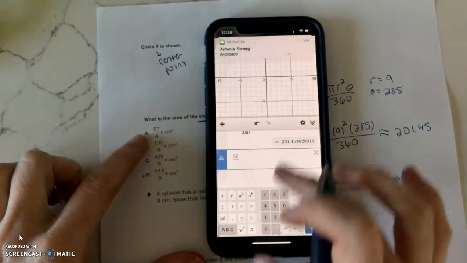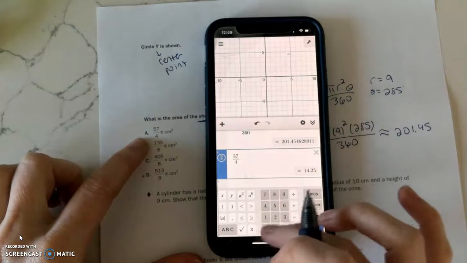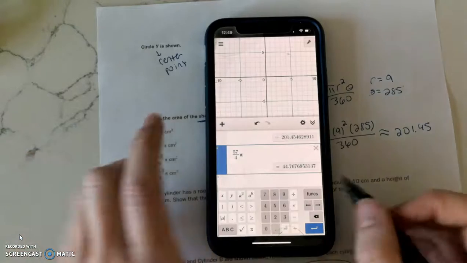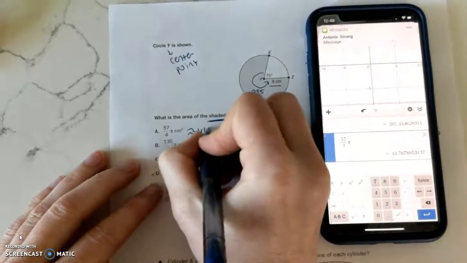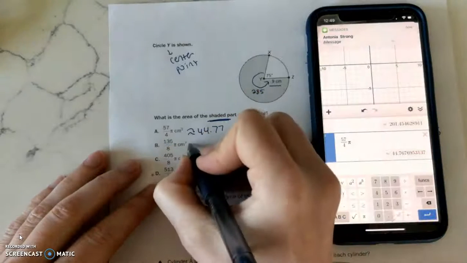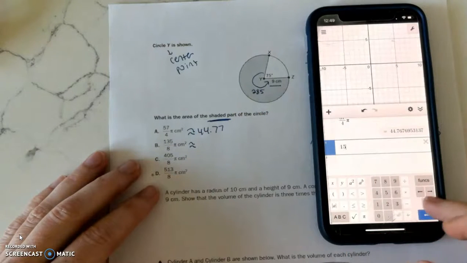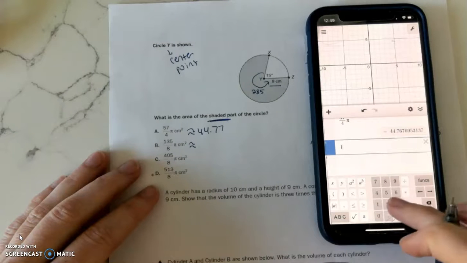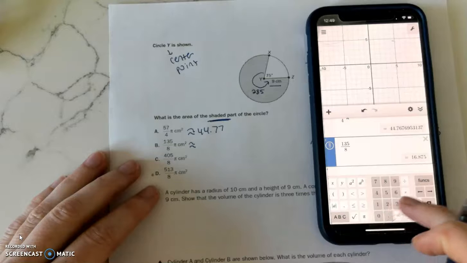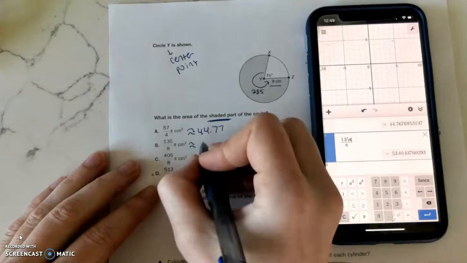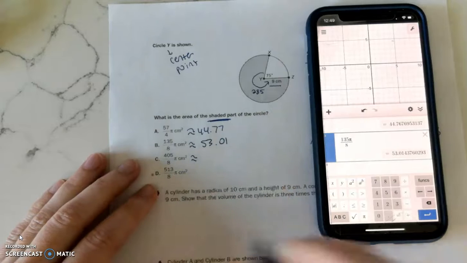So 57 divided by 4 pi is going to give me a decimal of 44.77. All right, our next answer choice, 135. 135 divided by 8 is going to give me 53.01. So let's keep working.